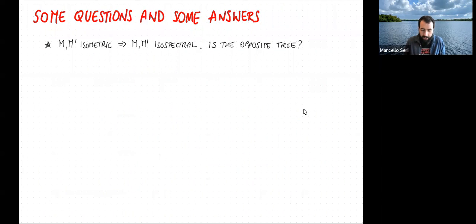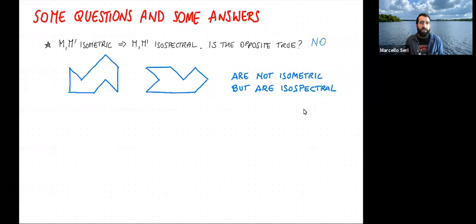And the question was answered not long afterward. What is not hard to prove is that if you have two isometric manifolds, then their Laplace-Beltrami operators have the same spectrum. But what if I have two manifolds that have the same spectrum? Are they going to be isometric? And there is a simple Euclidean example.